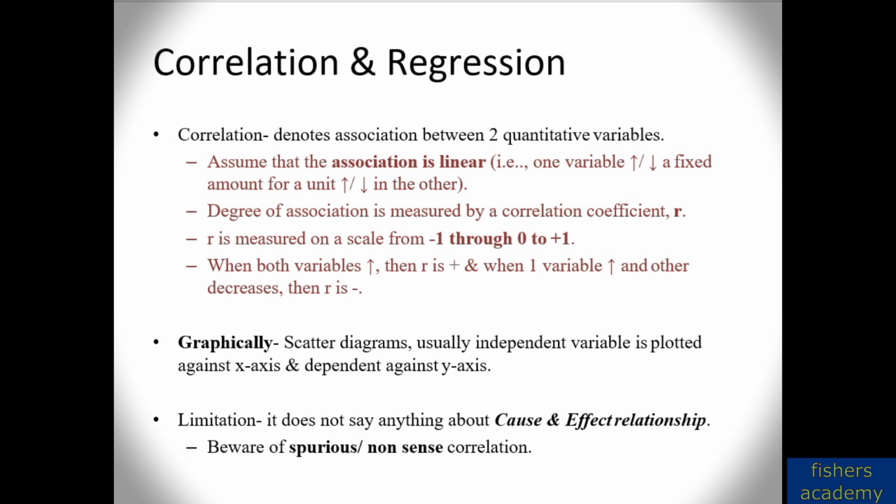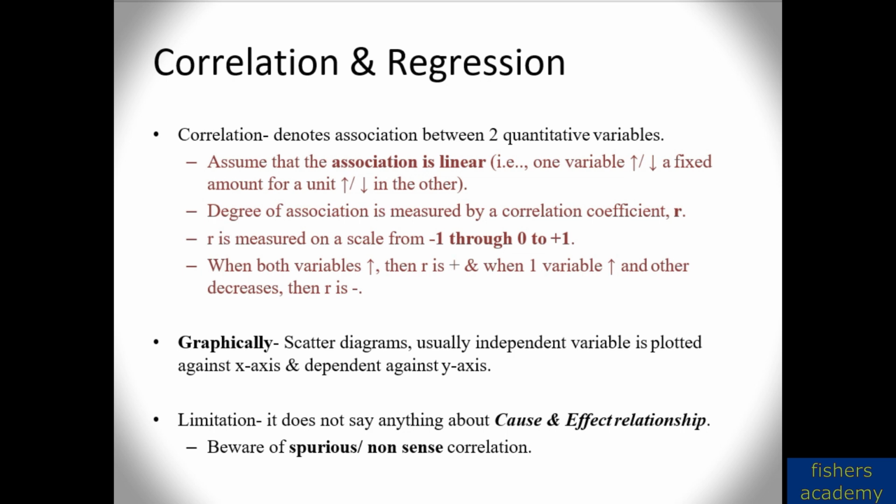Correlation and regression. Correlation denotes association between two quantitative variables. Assume that the association is linear, that is, one variable increases or decreases by a fixed amount for a unit increase or decrease in the other. The degree of association is measured by a correlation coefficient, R. R is measured on a scale from -1 through 0 to +1. When both variables increase, R is positive, and when one variable increases and the other decreases, R is negative.